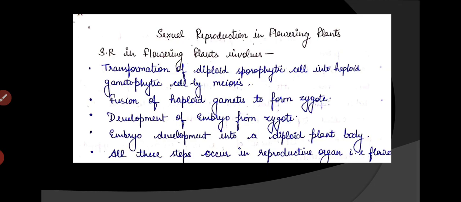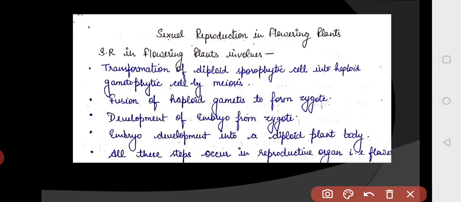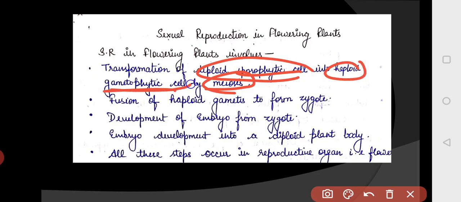Sexual reproduction in flowering plants involves 4 steps. Now what are those 4 steps? First is transformation of a sporophytic cell to a haploid gametophytic cell. The first step is the conversion of a sporophytic cell, which is diploid, into a haploid gametophytic cell. This transformation takes place by the process called meiosis. So this is the first step in sexual reproduction in flowering plants, which is transformation of a diploid sporophytic cell into a haploid gametophytic cell.